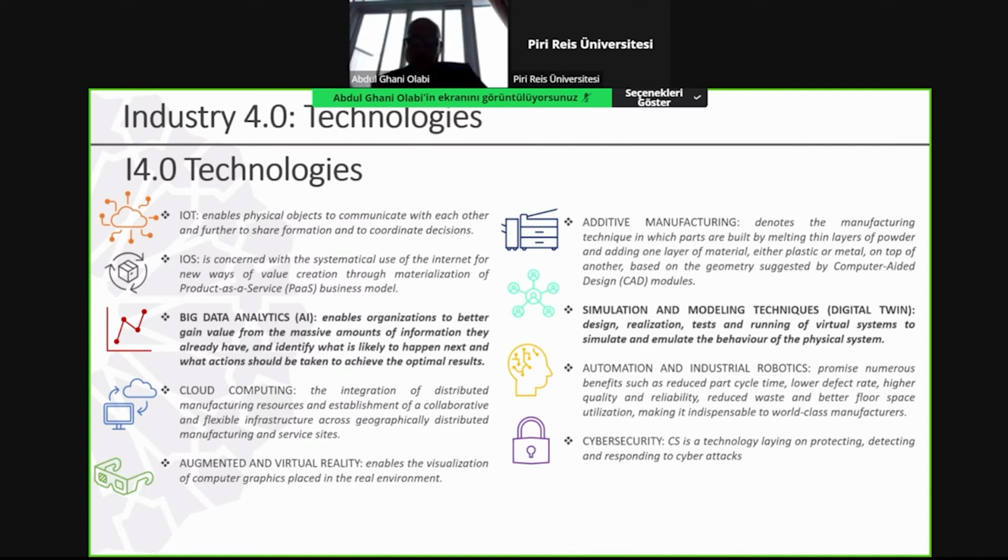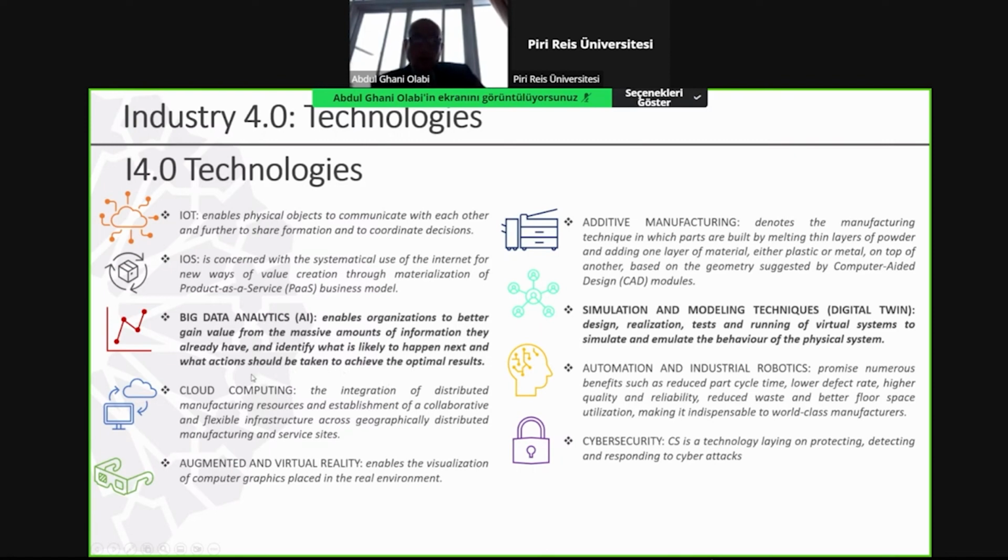Big data, so everyone knows about big data. So we need big data, which means analysis, so we need to have artificial intelligence. And here you can see these two items, artificial intelligence and simulation modeling. This is really the core of what we want to talk about, artificial intelligence and digital twin. So here AI will enable organizations to better gain value from the massive amount of information they already have and identify what is likely to happen next and what action should be taken to achieve the optimal result.